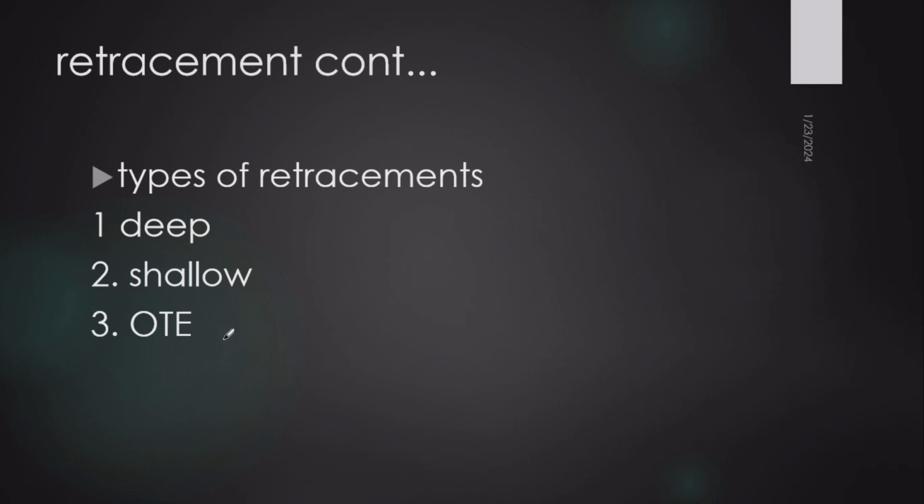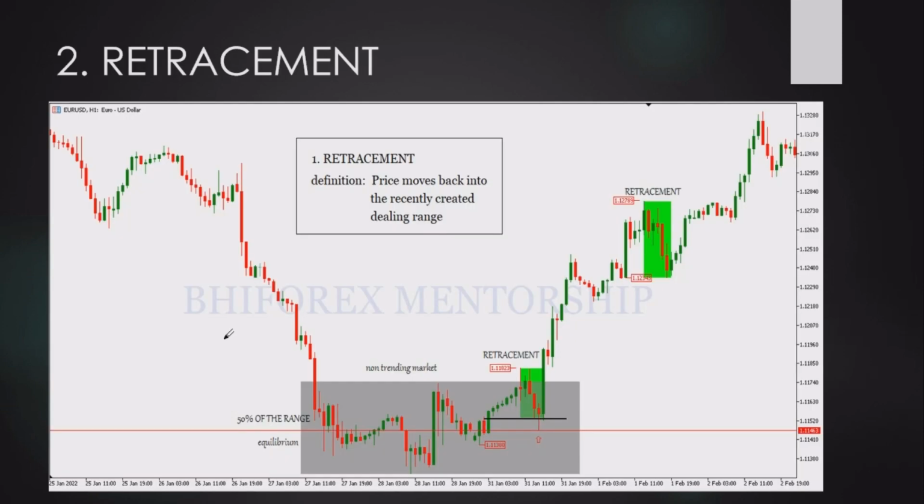So we have three major types of retracement. You can either have a deep retracement, a shallow, or an optimum trade entry. Now, shallow retracement is when you have a dealing range and then price comes to, let's say, less than 50%.